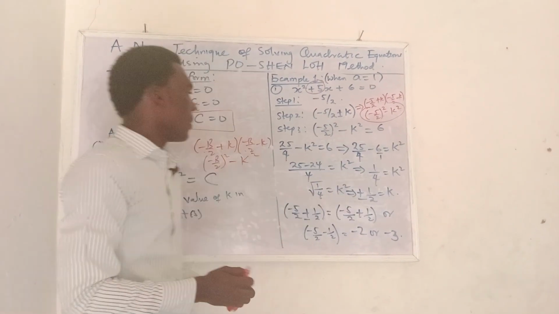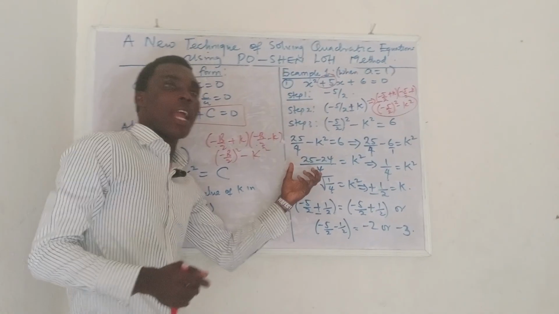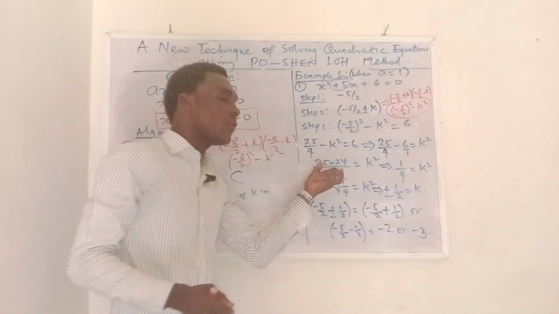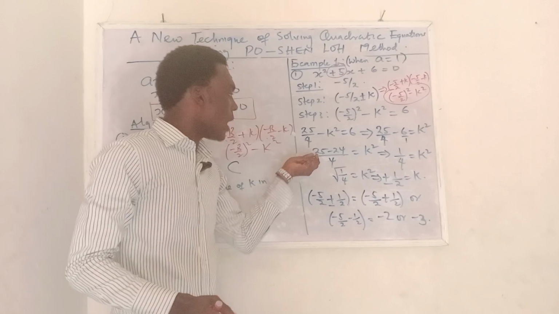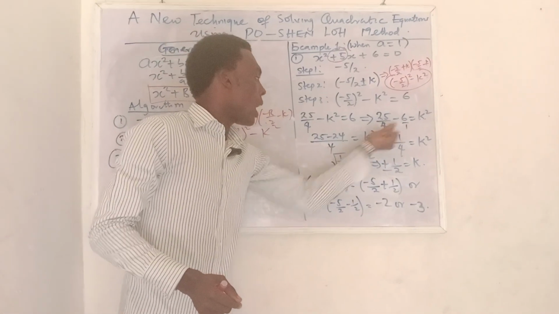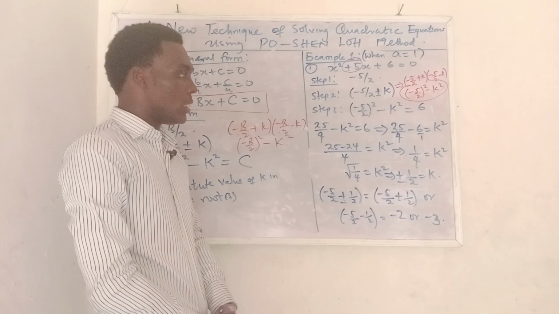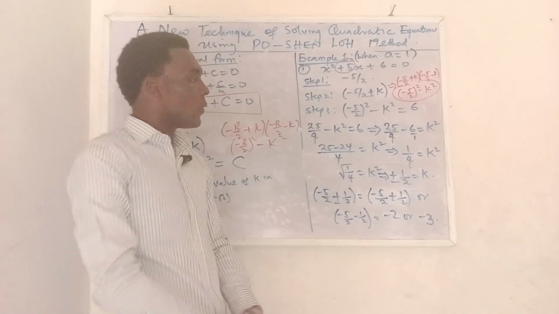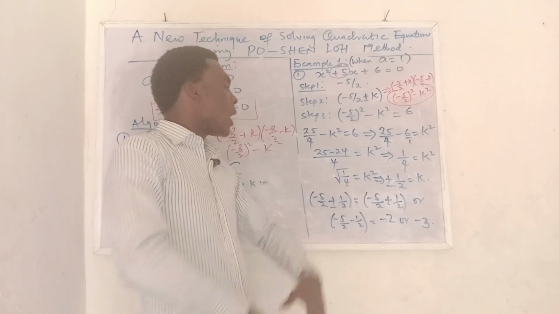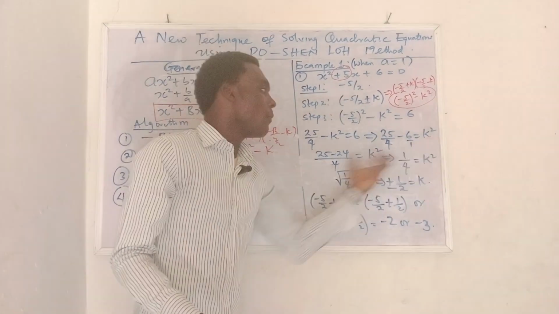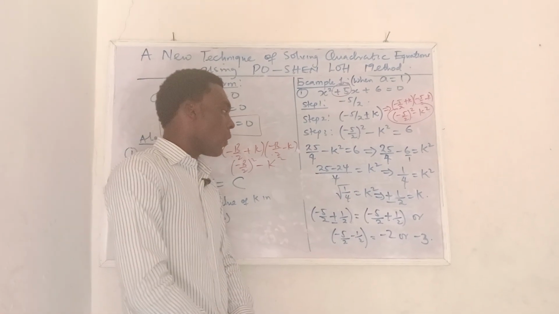Now, if we apply the normal arithmetic by looking for the LCM of 1 and 4, which is 4. 4 in 4 is 1, 1 times 25 is 25, our minus is still there. 1 in 4 is 4, 4 times 6 is 24. 25 minus 24 will give us 1, then over 4 equals k squared. Now, if we take the square root of both sides to find k, we have the square root of 1 over 4 equals k.